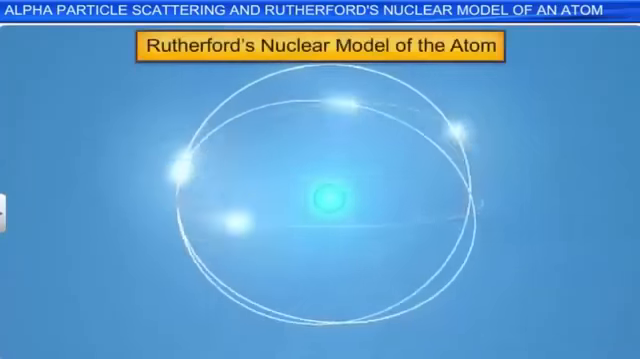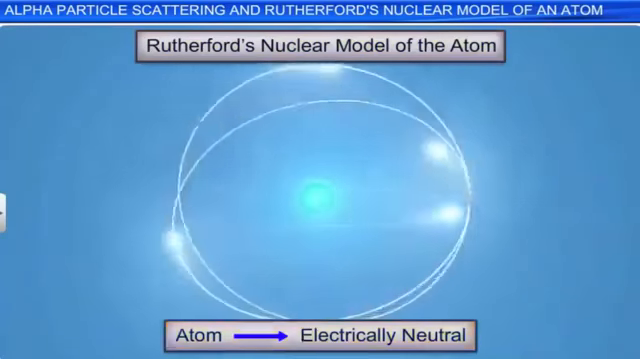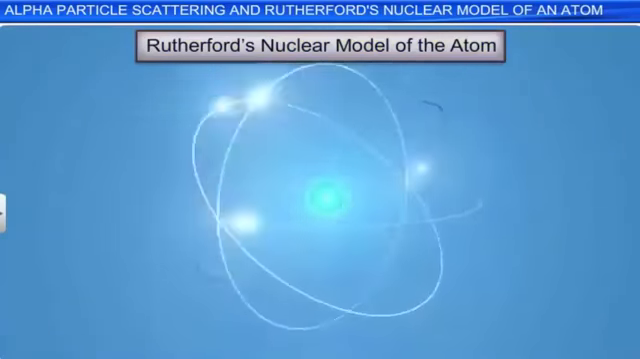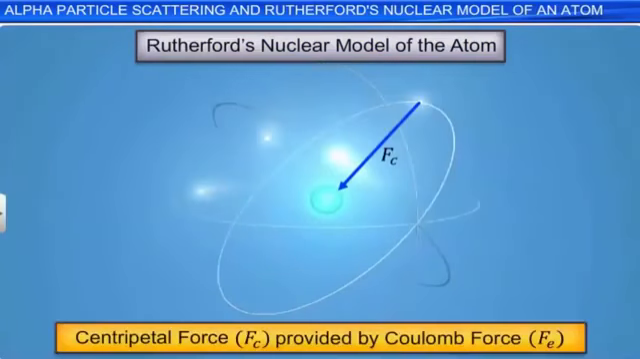According to the Rutherford model, the atom is electrically neutral. It was proposed by the Rutherford model of the atom that the centripetal force Fc on the revolving electrons was provided by the Coulomb force Fe of attraction between the electron and the nucleus to keep them in their orbits. Let us apply this concept to the case of a hydrogen atom.